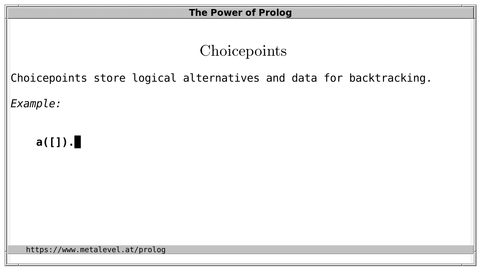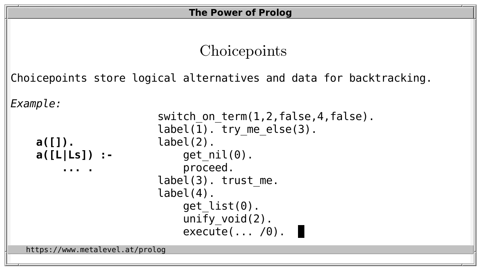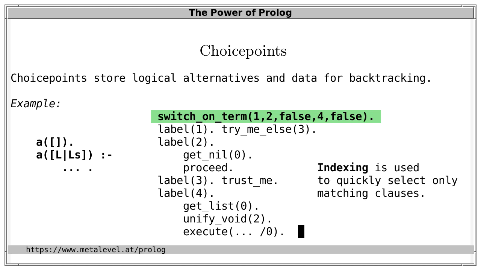For example, let's consider a predicate A, which has two clauses. One for the empty list and one for lists with at least one element. So that's a rather common situation. And let's look at the WAM code. So we see first, Prolog makes an efficient distinction on the type of the argument. For example, if the argument is a variable, then it jumps to label 1. If the argument is an atom, it jumps to label 2. If it's a compound term, which is not a list, it fails, and so on. And this is called argument indexing or simply indexing.